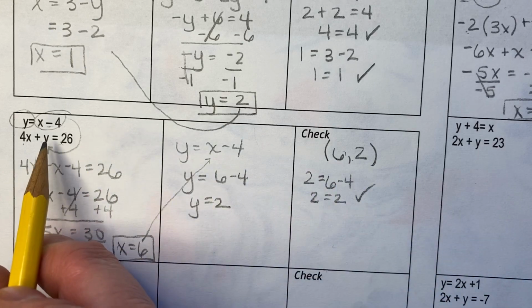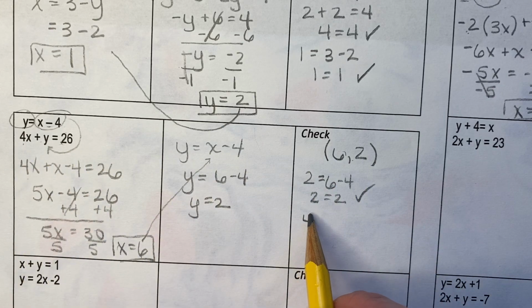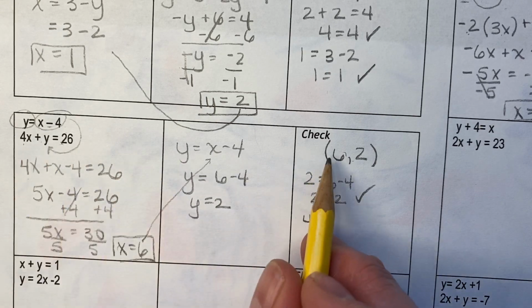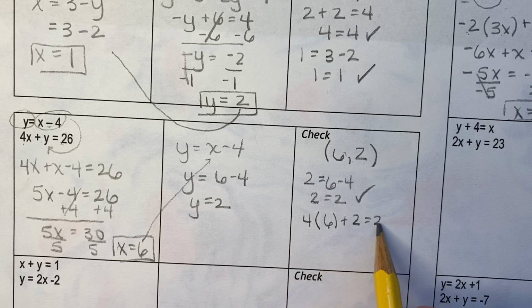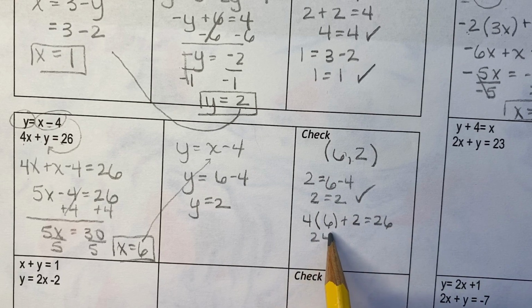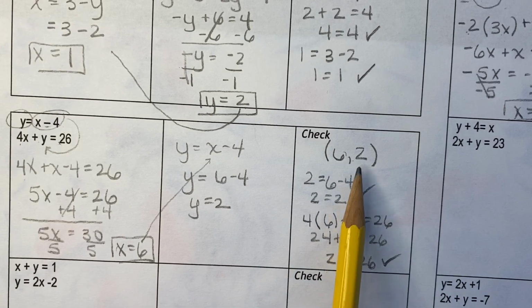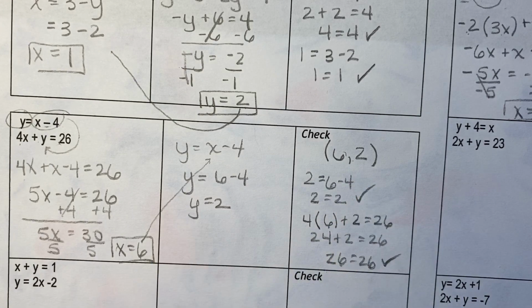And then I'm going to substitute it in for the second equation as well. I have to prove that it's on both lines. 4 times x, the x is 6, plus y is 2. 24 plus 2 equals 26. 26 equals 26. Check. This means that this point lies on both lines and therefore it is a solution to this system of linear equations.